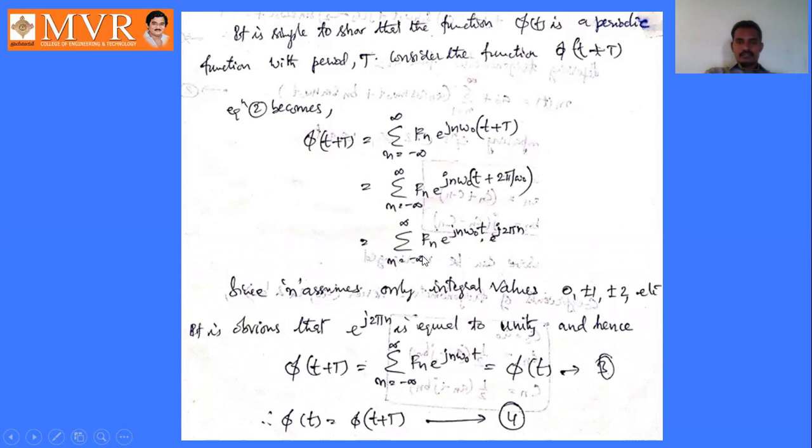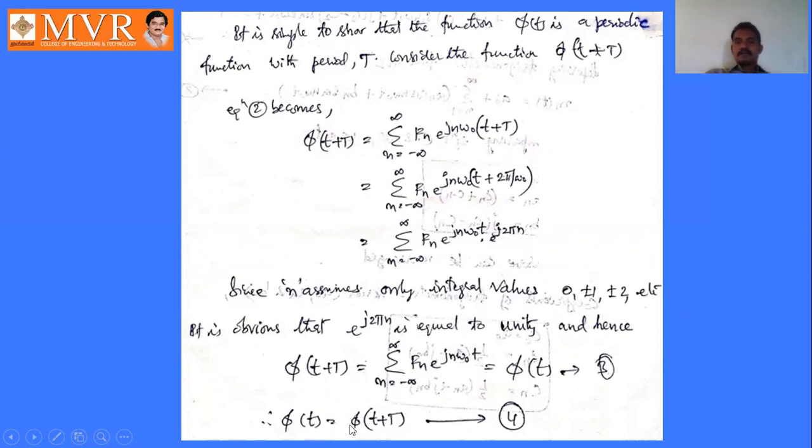So it is equal to sigma n equal to minus infinity to infinity Fn into e power j n omega naught t into e power j 2 pi n. Since n assumes only integral values, that is 0, plus or minus 1, plus or minus 2, plus or minus 3, etc., it is obvious that e power j 2 pi n is equal to unity. Suppose n is 0, e power 0 is 1. Hence phi of t plus T is equal to sigma n equal to minus infinity to infinity Fn into e power j n omega naught t, that is nothing but phi of t.